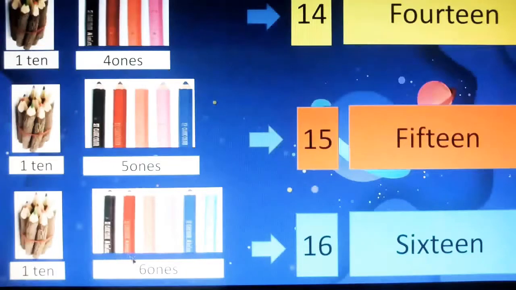1 ten, 6 ones. 1, 2, 3, 4, 5, 6. 1 ten, 6 ones is equal to 16. S-I-X-T-E-E-N, 16. Move ahead.